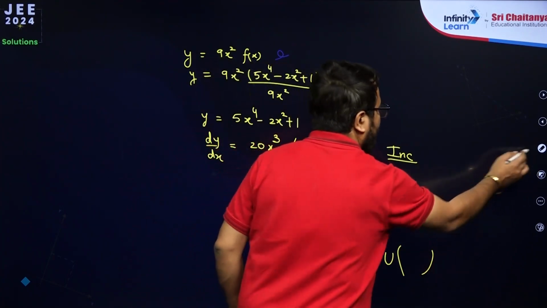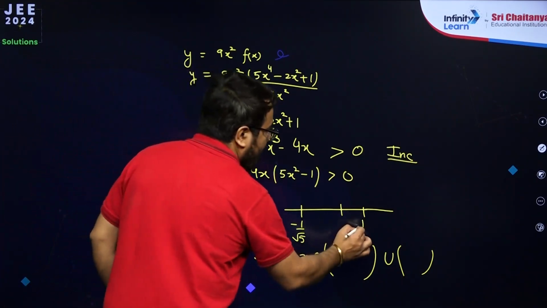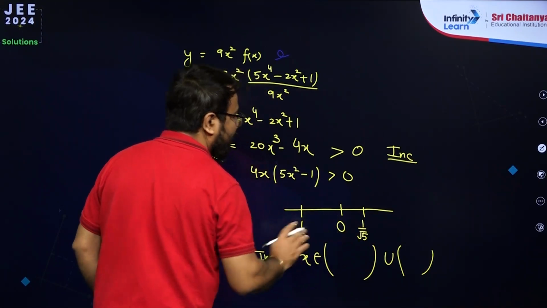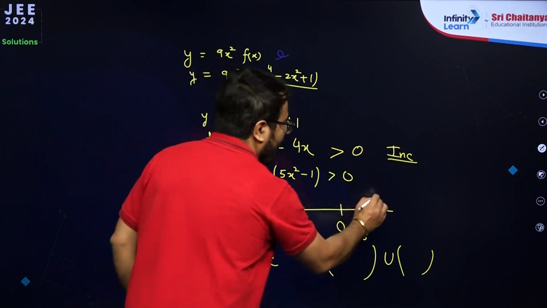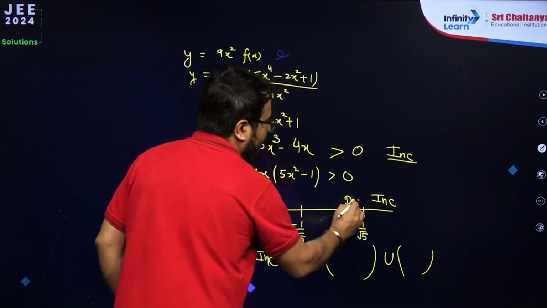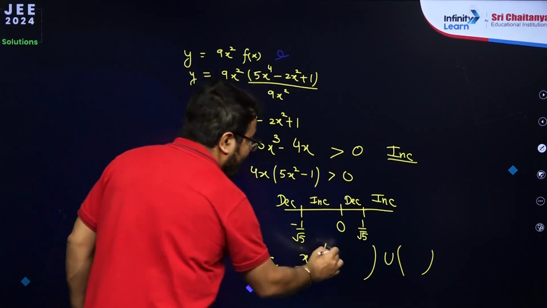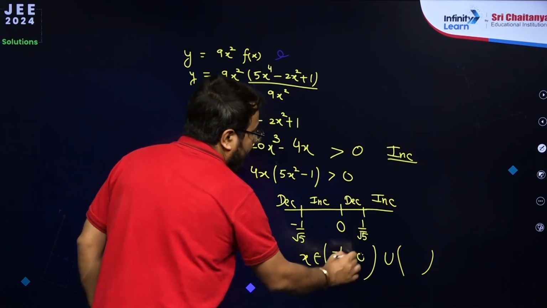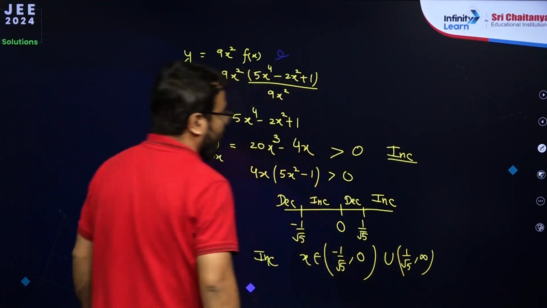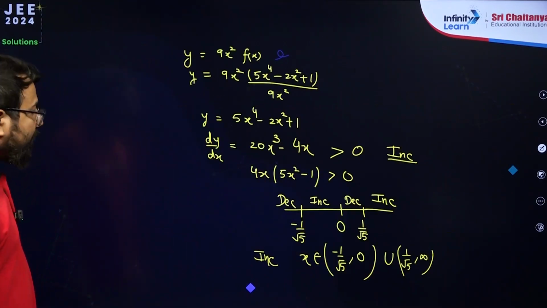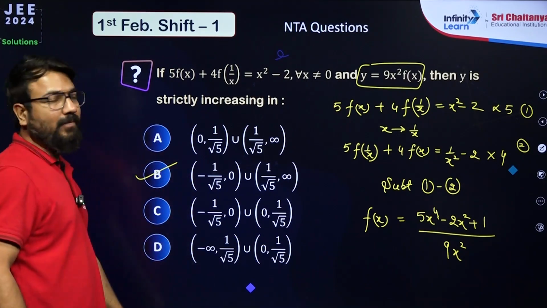So what we need to do here, one of the critical points is 1 by root 5, one of the critical points is 0, other is minus 1 by root 5. So in this way they will be arranged on the number line. Now I want to check for x equals 1. For x equals 1, here it is increasing, here it will be decreasing, here it is increasing, here it will be decreasing. So for the interval of increase it will be minus 1 by root 5 to 0, union 1 upon root 5 to infinity. Okay, so minus 1 by root 5 to 0 and 1 upon root 5 to infinity is given to us in option B. So that is why option B will be the final answer.